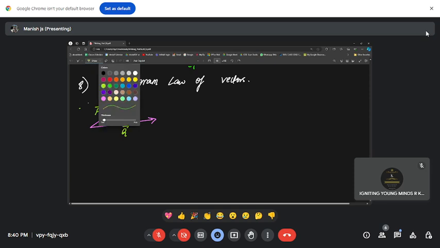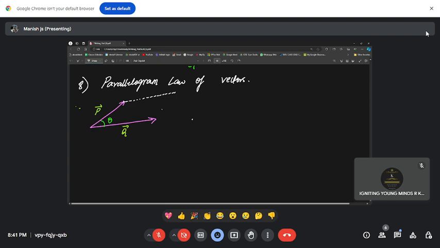Okay. So whenever you have two vectors P and Q that make the adjacent sides of a parallelogram having an angle theta included between them, then the resultant of these two vectors, I repeat, the resultant of these two vectors is given by the diagonal of the parallelogram, as shown in the figure.